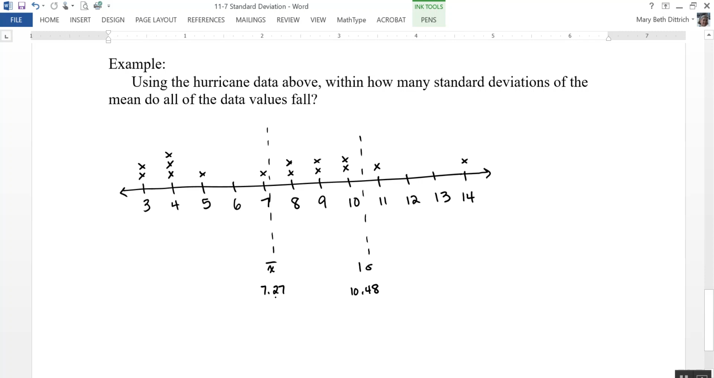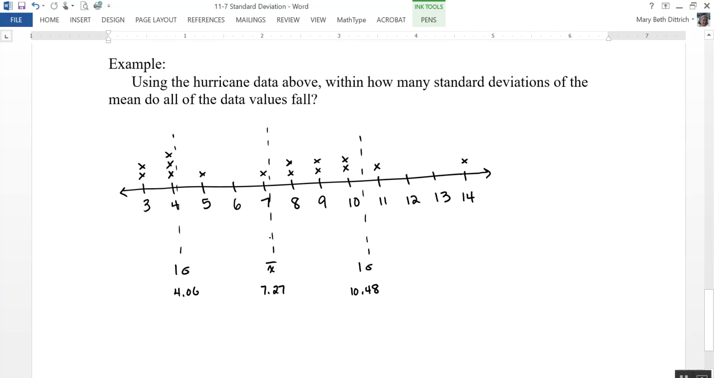Now let's subtract that standard deviation and find the value down here. That's going to give me 4.06. So that's right about here. So one standard deviation below, oops, that's a really bad sigma, let's try that again, is going to be 4.06. Okay, so this distance here is 3.21. This distance here is 3.21.